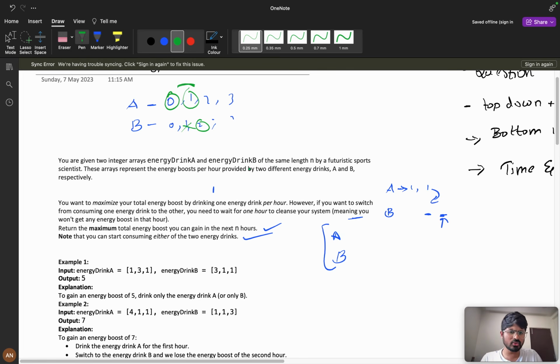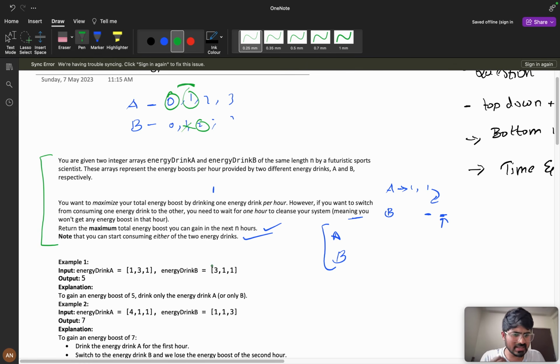So that means you have the choice to select this or this, and you should select what gives the maximum total energy boost. If you see that you need to select this or this, if you have options to select, then most probably it will be a DP problem. You should think like that. If you have options like I need to take this or this, if you take this, what will be my maximum? If you take this, what will be my maximum? This is how you identify it as a DP problem.